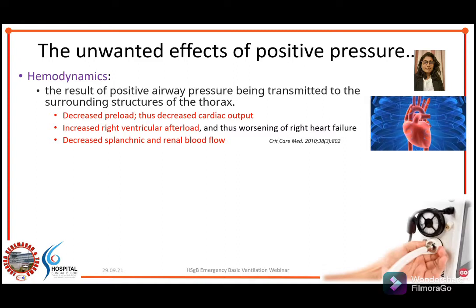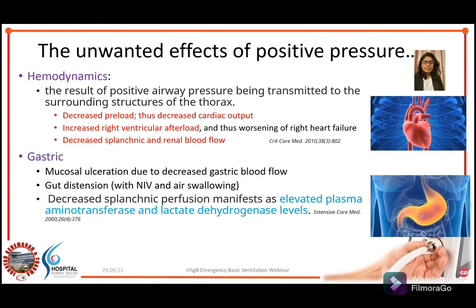Of course, there will be compromise. So what will be compromised first? Your splenic as well as your renal blood flow. So let's look at the gastric. So once there's reduction in the blood flow to the gastric, you start getting mucosal ulceration. In patients that are not mechanically ventilated, who have non-invasive ventilation, they start developing gastric distension. That is due to the large amount of air that is being swallowed when the air enters the body. So they develop into gut distension.